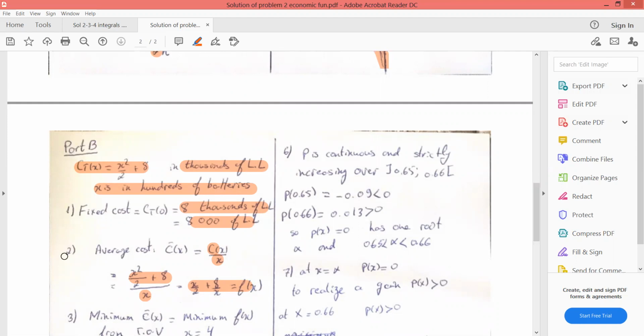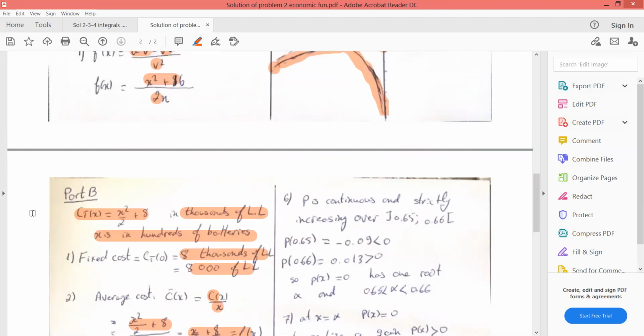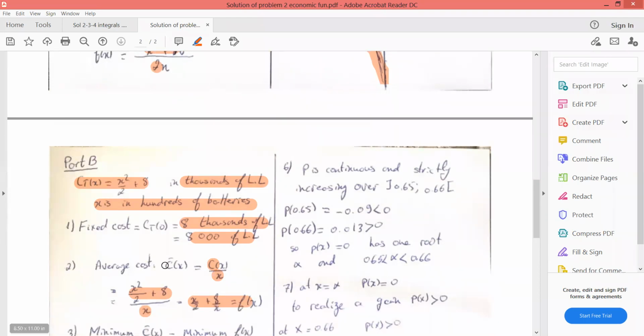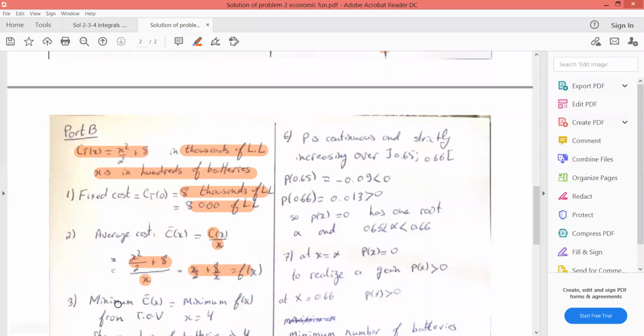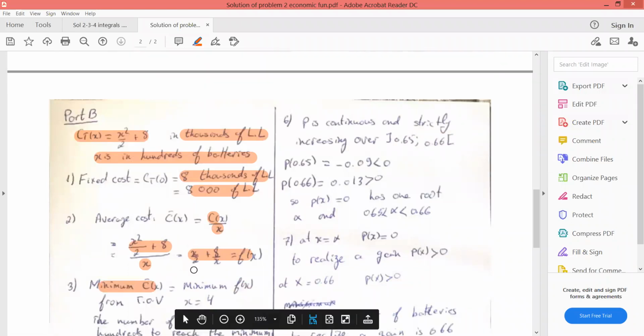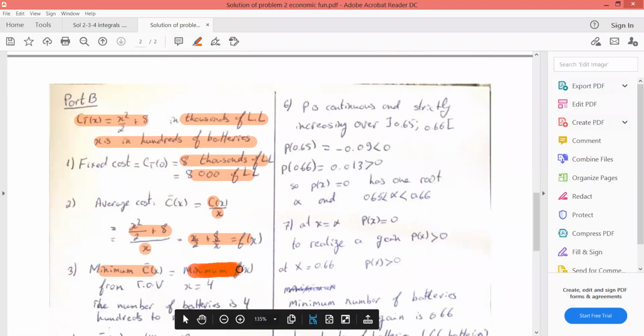Determine the number of batteries to produce to reach the minimum average cost. How do we reach the minimum average cost? From where do we find it? Derivative. The minimum average cost, derivative of what? C bar of x. Since C bar of x is equal to f(x), C bar is the same as f(x). So to reach the minimum C bar means the minimum of f(x).